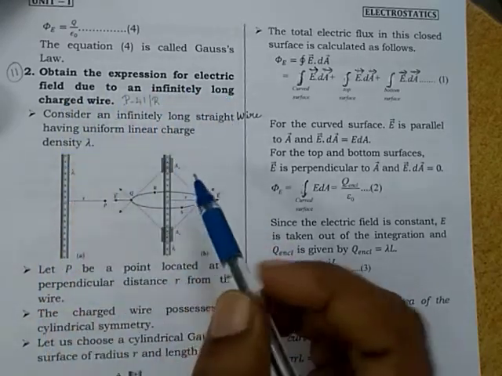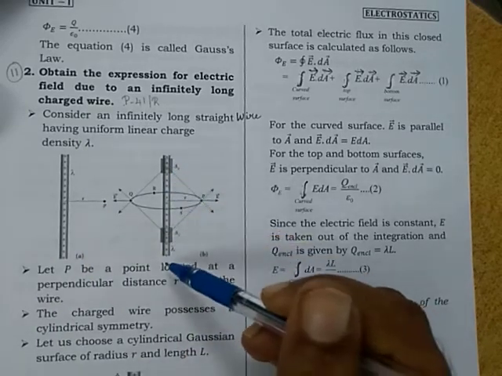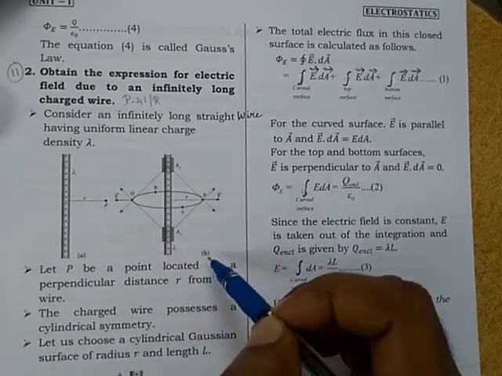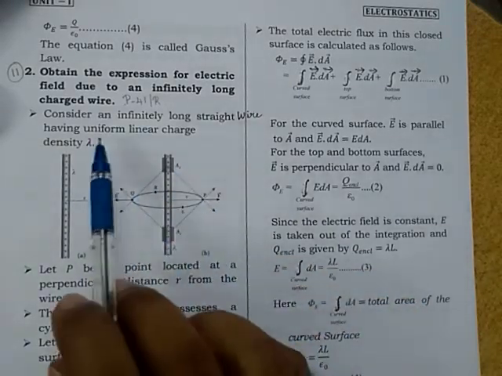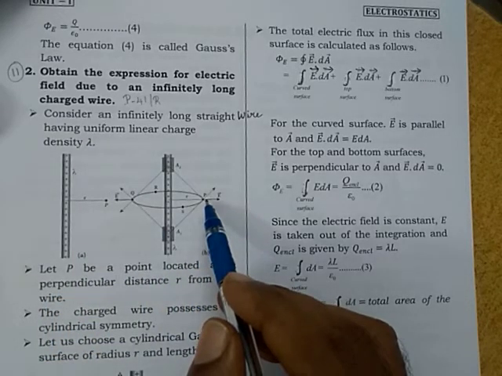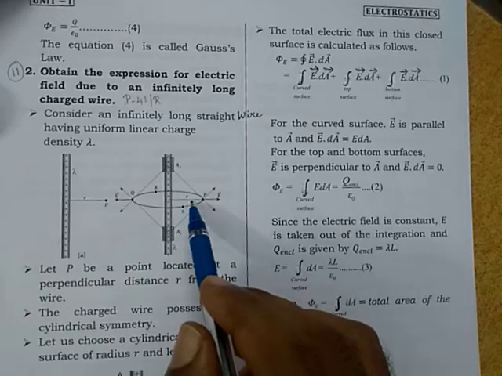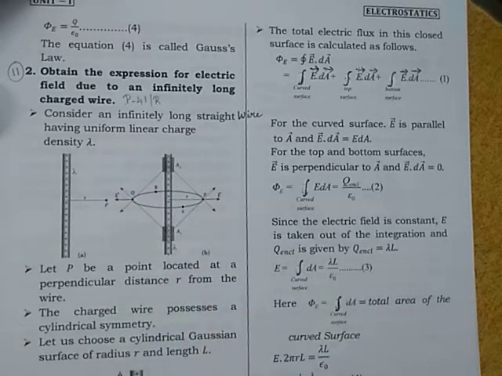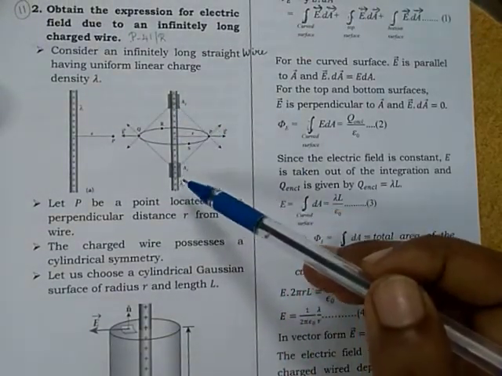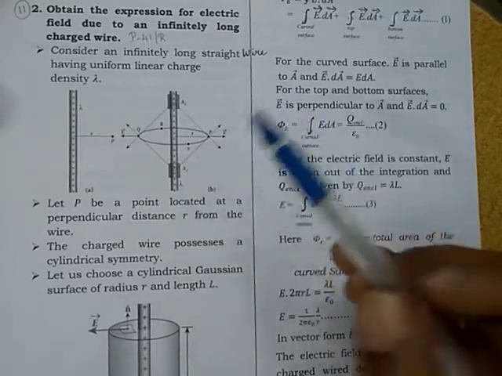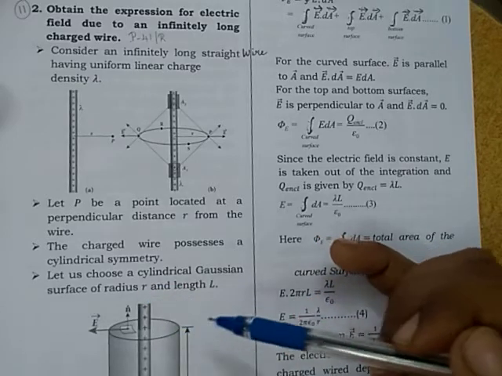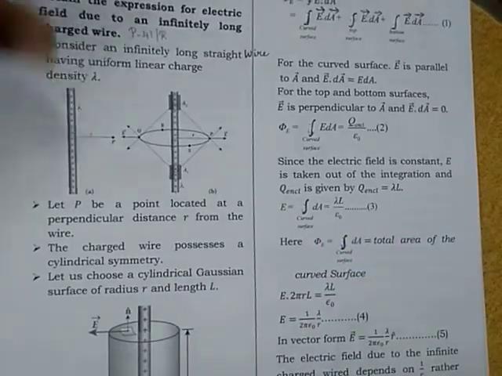So I am considering an infinitely long charged wire having the uniform linear charge density lambda. Then I consider the point P, that is at a distance r from the charged wire. Here we know for the charged wire it will be a cylindrical symmetry, so I am considering a Gaussian surface in the shape of a cylinder, having the radius r and the length l. This is that Gaussian surface.